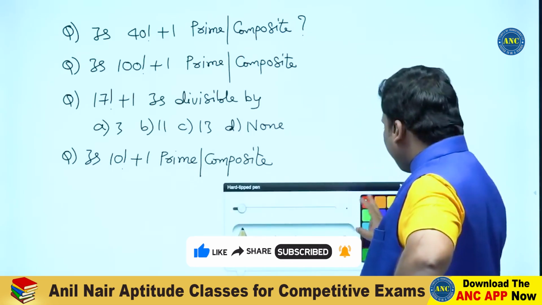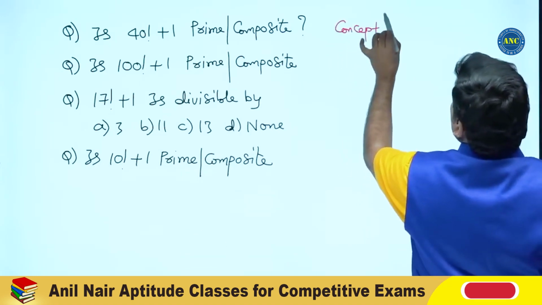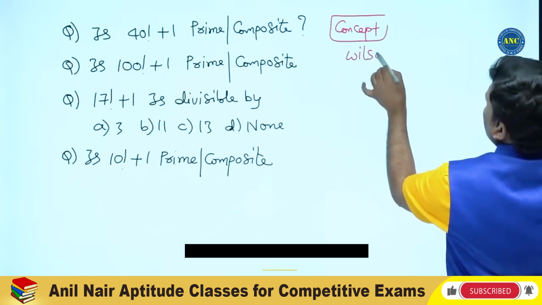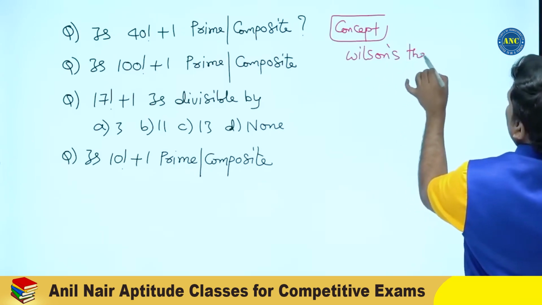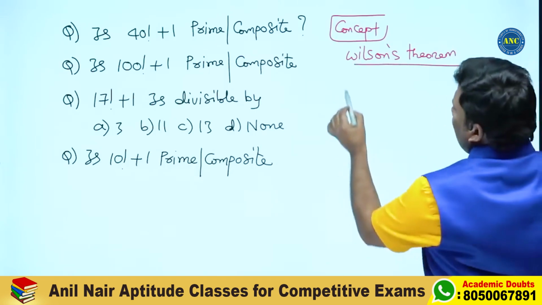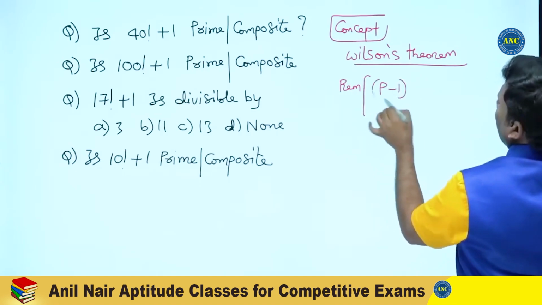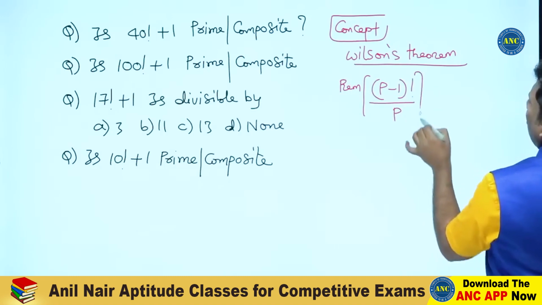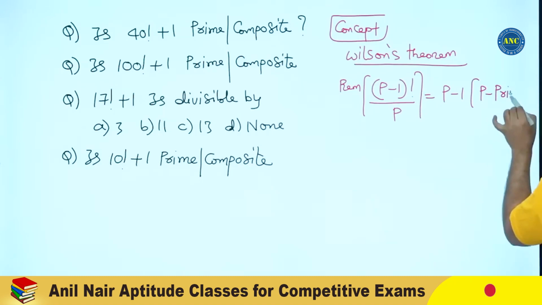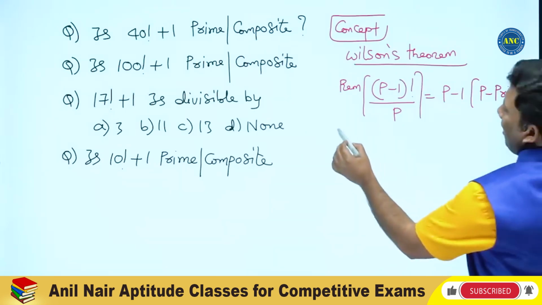Now, the first concept: to identify whether factorial numbers plus or minus k give you a prime or composite. There is a famous mathematician who has done a lot of research on prime numbers, Wilson's theorem. He has proposed a lot of concepts. Let me write down all the theorems and their corollaries. (p minus 1) factorial divided by p, the remainder will be p minus 1, when p is a prime number.